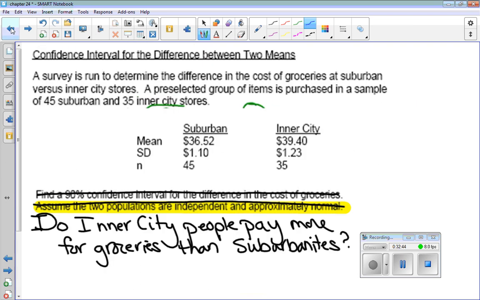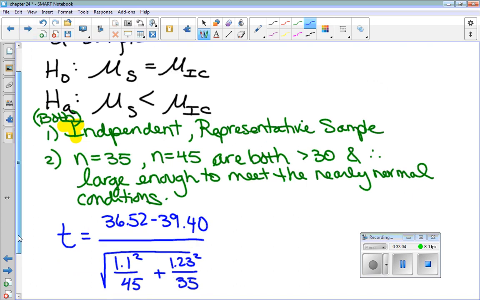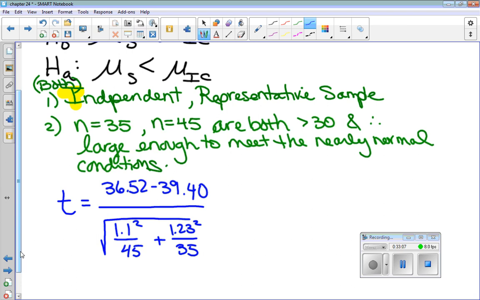All right, so we have to be careful of the direction that I'm subtracting, right? We have to make sure we note that. I think in our confidence interval we did suburban minus inner city, so we'll continue with that. So 3652 minus 3940. Yeah, I did remember it. Because I did suburban and then inner city in my hypotheses, that's the order I'm going to put them in here. The order your hypotheses go should be the same order you put them here. Be consistent. Okay?